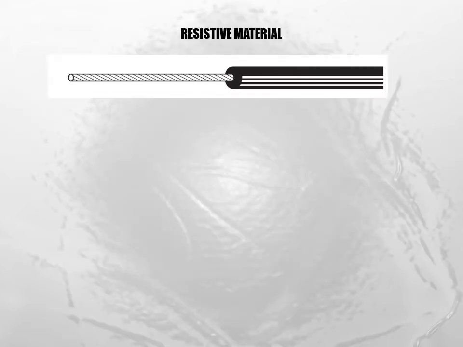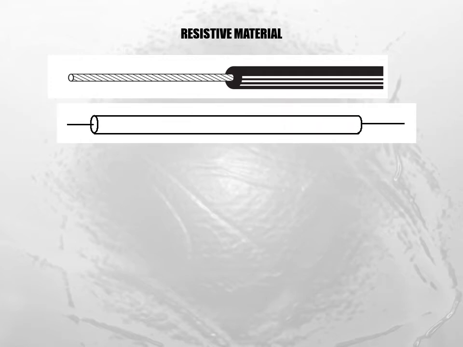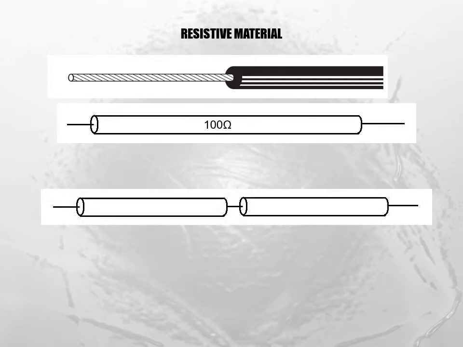So let's look at just a piece of resistive material, such as a piece of wire. Let's suppose that this piece of wire has a high resistance, so we'll represent that by a tube or just a length of material. Let's say this piece of material has 100 ohms worth of resistance. The resistance of the material is due to its length, its cross-sectional area, as well as the material type itself. If I take that piece of material and cut it exactly in half, how much resistance would each half have? Well, each half would have 50 ohms worth of resistance.